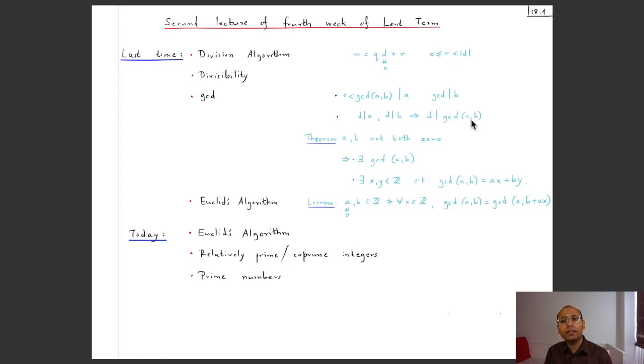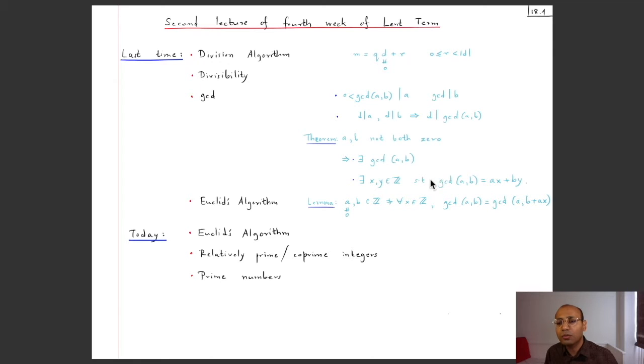And we saw that if the two integers are both equal to 0, then the greatest common divisor does not exist. But in every other case it does, and we proved this theorem which says that if a and b are two integers which are not both 0, so at least one of them is non-zero, then the greatest common divisor does exist, and moreover it can be expressed as a combination of a and b with integer coefficients. So there exist integers x and y such that this greatest common divisor is ax plus by.